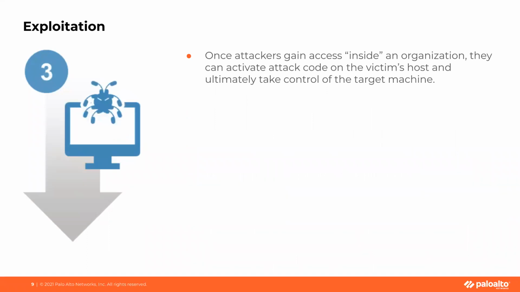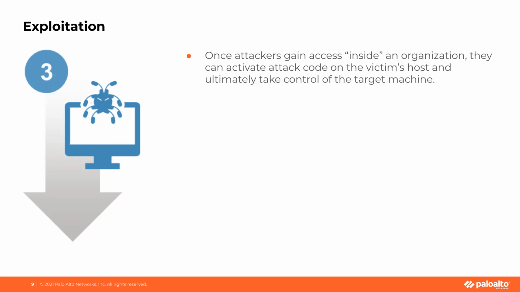Okay, in the exploitation phase, we were not able to stop the attack vector. So let's say that if it was a PDF file that was sent via email, it was not stopped, and the attacker has a chance to exploit the endpoint.